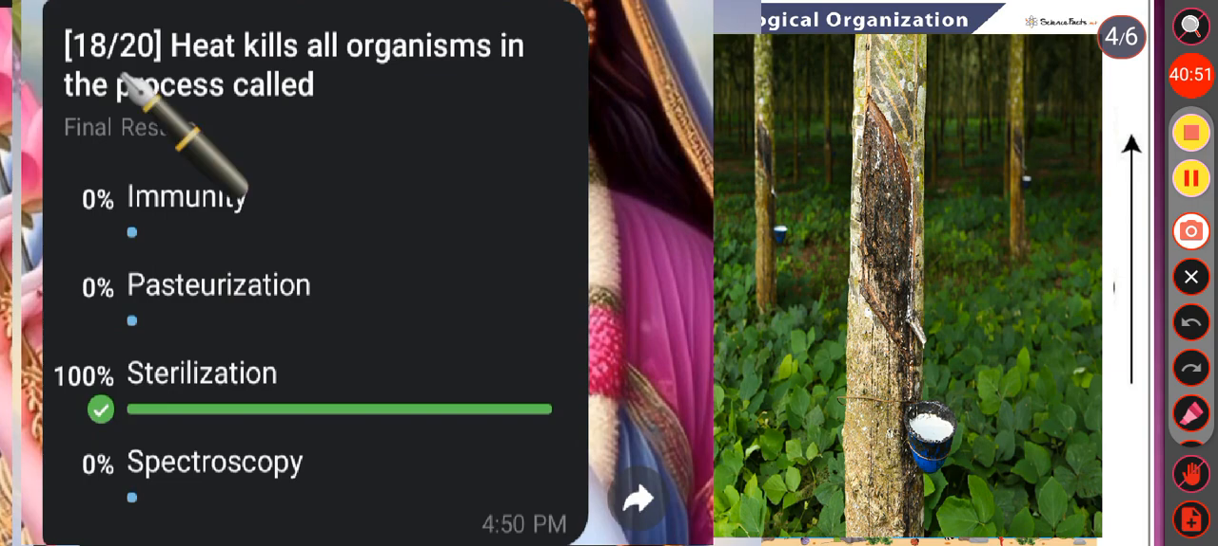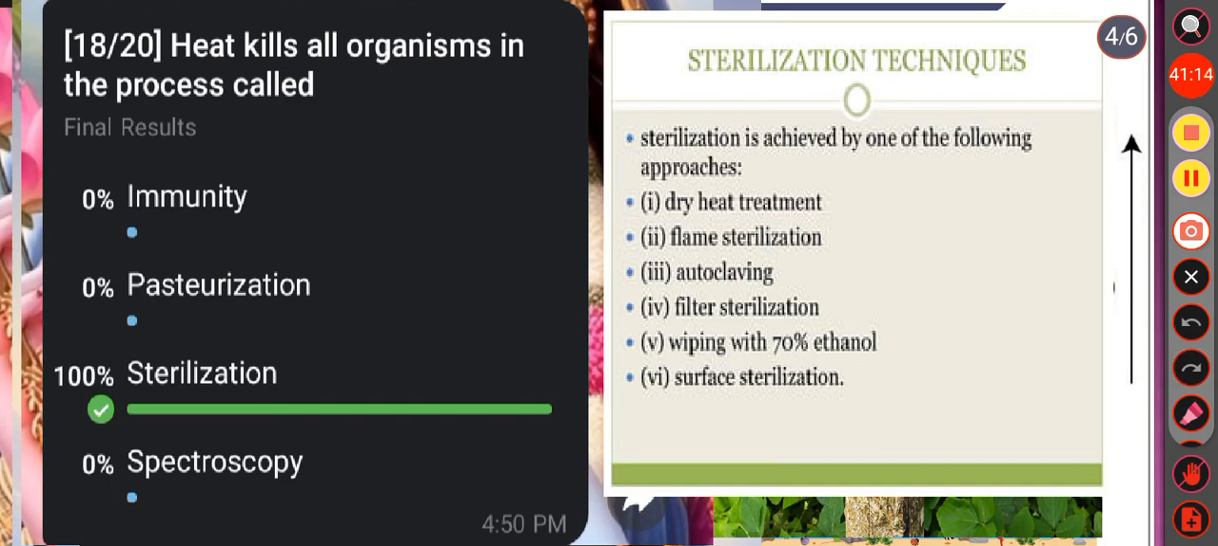Then next question. Heat kills all organisms in the process called, option A immunity, option B pasteurization, option C sterilization, option D spectroscopy. The correct answer is option C, that is sterilization. So, what is sterilization? Sterilization is a process by which all living microorganisms, including viable spores, are either destroyed or removed from an article, body surface, or any medium. Okay, so sterilization is making a substance free from all microorganisms.